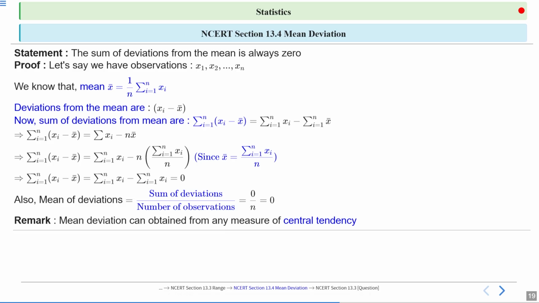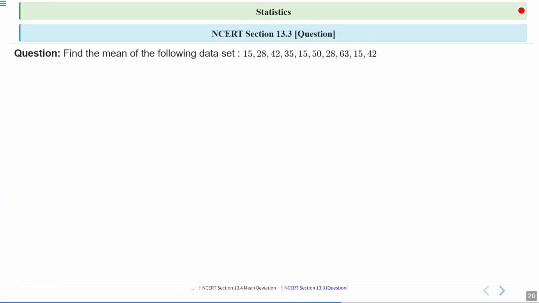Now, take a note on a remark: mean deviation can be obtained from any measure of central tendency. Note this point. Now, let's look at a question. In this question, we have to find the mean of the following data set: 15, 28, 42, 35, 15, 50, 28, 63, 15, 42.